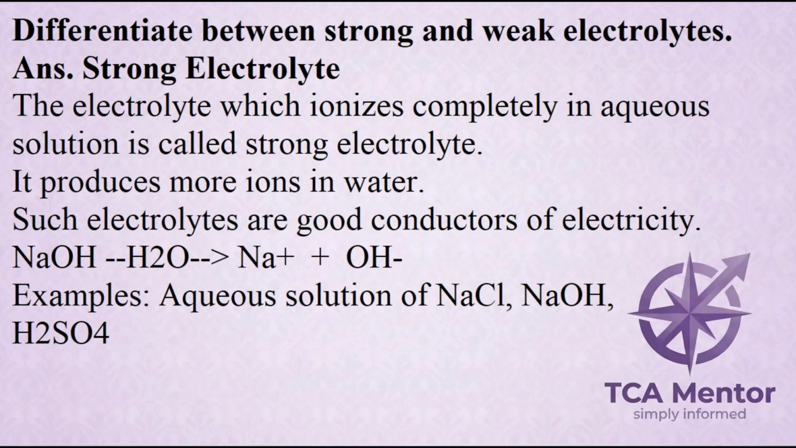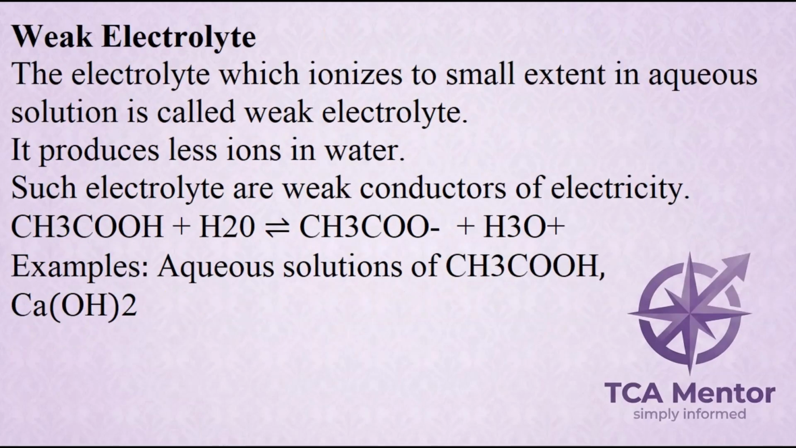Differentiate between strong and weak electrolytes. ANS. Strong electrolyte: the electrolyte which ionizes completely in aqueous solution is called strong electrolyte. It produces more ions in water. Such electrolytes are good conductors of electricity. NaOH + H2O → Na⁺ + OH⁻. Examples: aqueous solution of NaCl, NaOH, H2SO4.